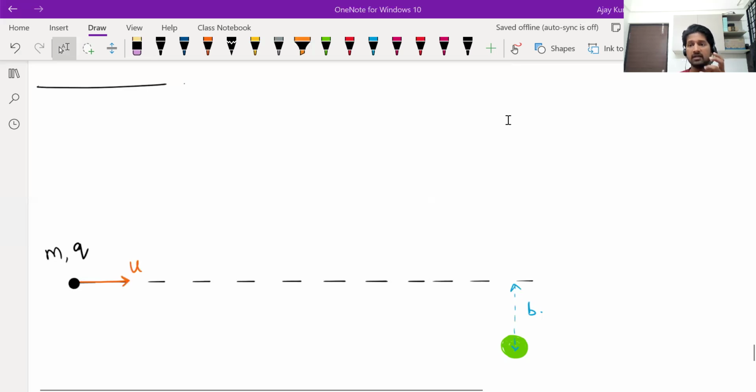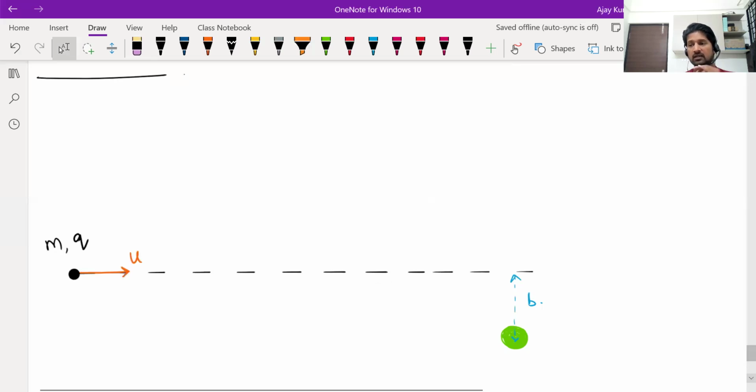Or how difficult it is to change the state of motion of an object. That is what inertia of motion is. Momentum is a measure of that. So if you increase the speed of projection of the alpha particle, it will have higher momentum and it becomes more difficult to deviate it. So greater speeds will suffer lesser deviations.